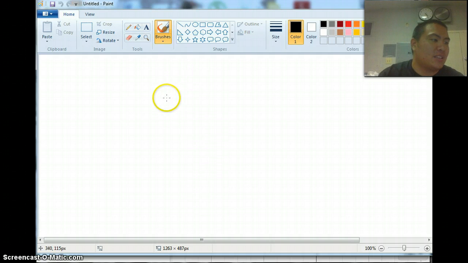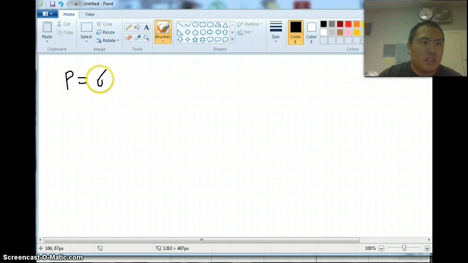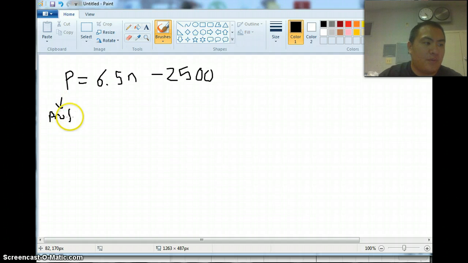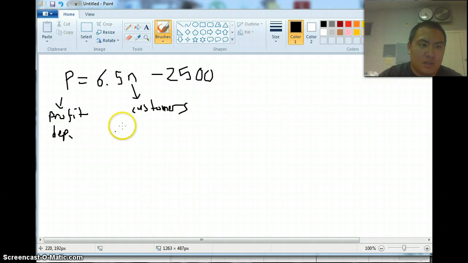Alright, so checking for understanding. Weekly profit at the Starlight Cinema Theater depends on the number of theater customers. According to the rule, P is equal to 6.5 N minus 2,500. Now, this represents profit, right? Because it says the profit depends on the number of customers. And we can even tell what type of variables these are. This is the dependent, and this one is the independent.